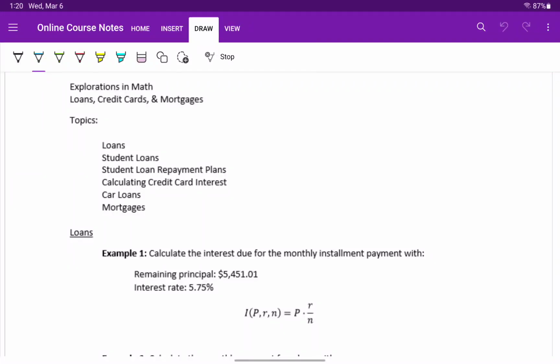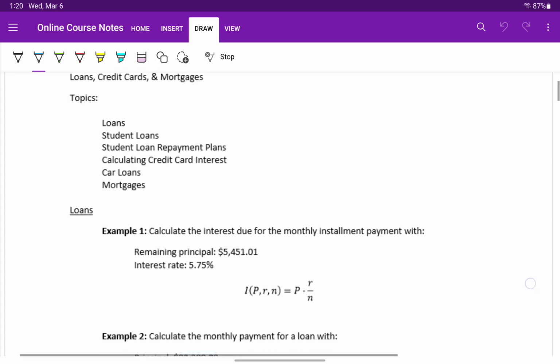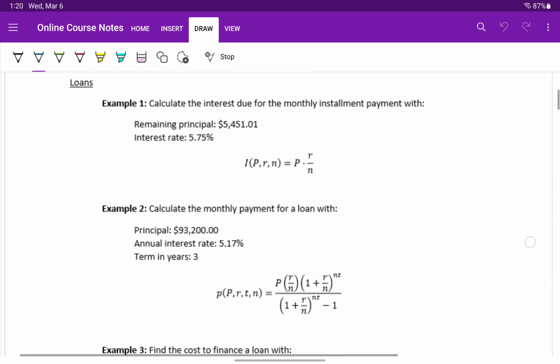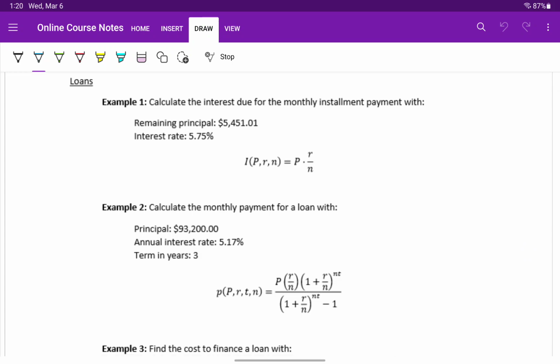In this section, we want to talk about different types of loans and credit lines. But to start off, we're just going to talk generally about loans and look at a few different formulas here.